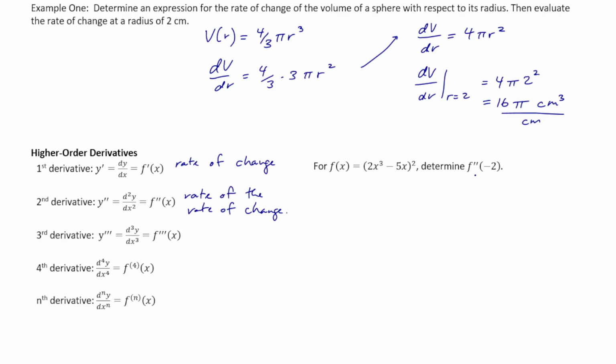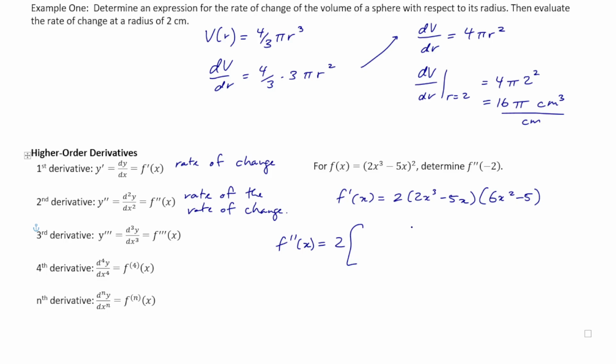If I want to find the second derivative of this function, then I first need to find the first derivative. For the first derivative, I'm going to use my chain rule. That's going to be 2(2x cubed minus 5x)(6x squared minus 5). That's the first derivative. The second derivative is the derivative of that derivative. So here, I'll move this over a little bit because I'm going to need a little more room. I'll keep the 2 on the outside, and I'll take the derivative of these two functions right here.